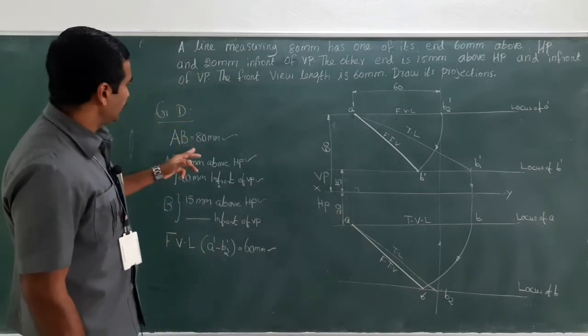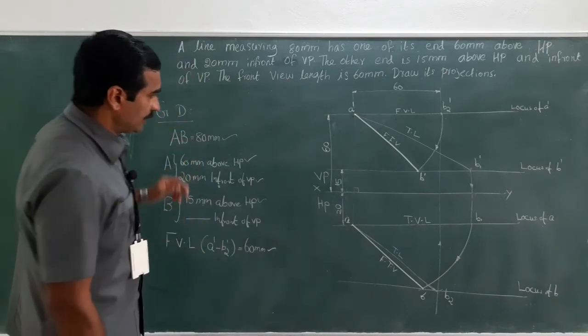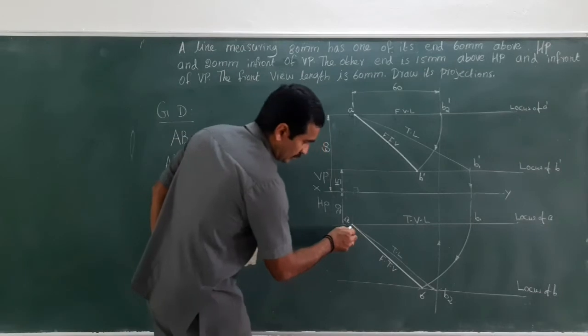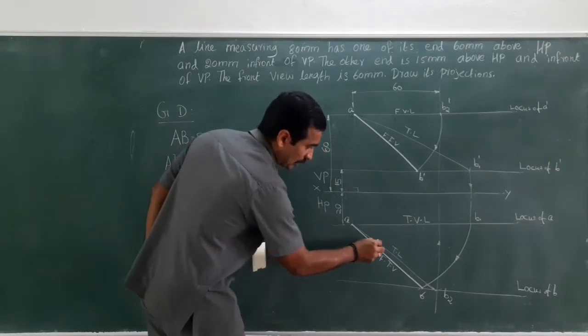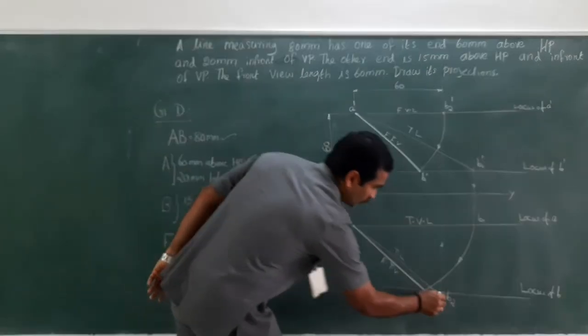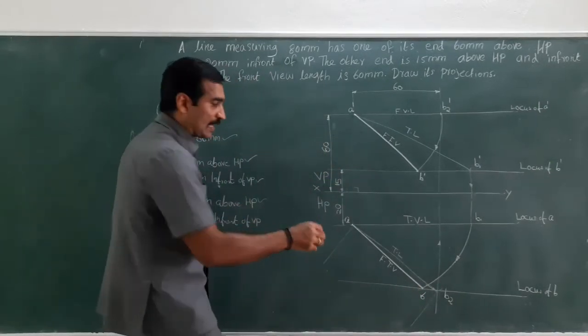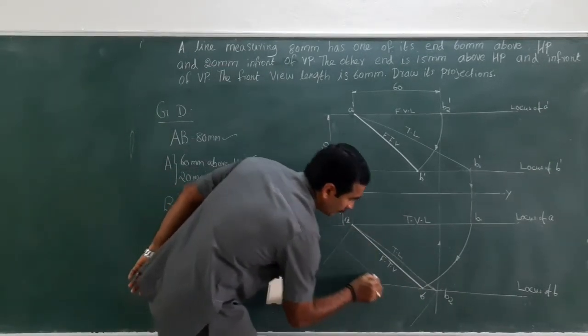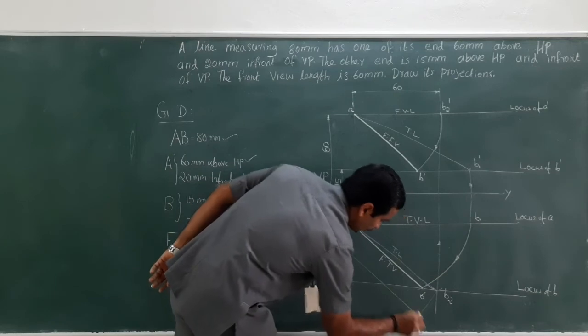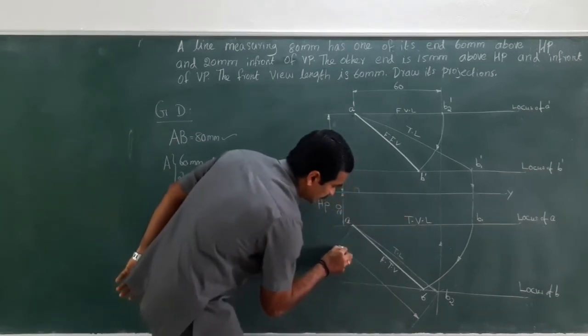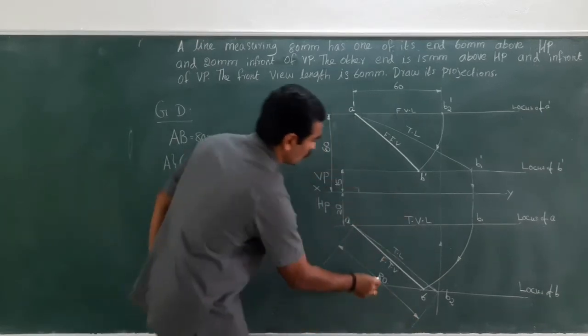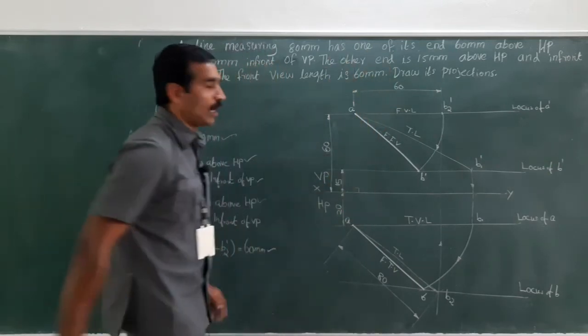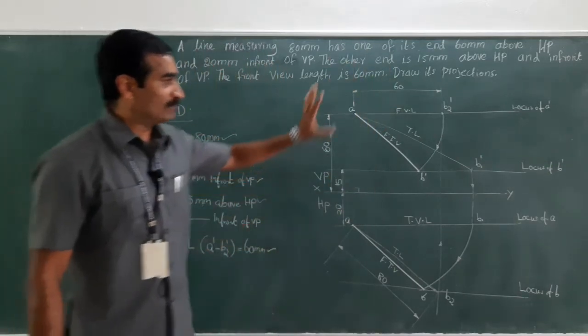What else? The true length needs to be mentioned, for which let me just draw perpendicular lines to the true length at both the ends, and draw a parallel line to the true length. And this is 80 mm. So 1, 2, 3, 4, 5. All the 5 data have been captured here.